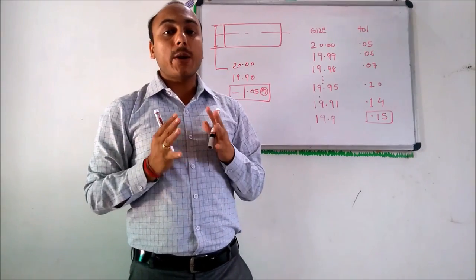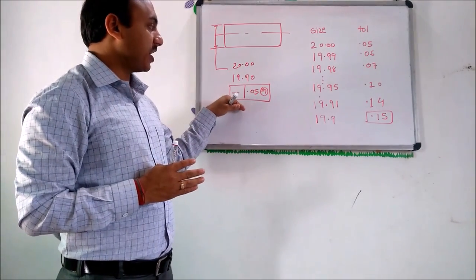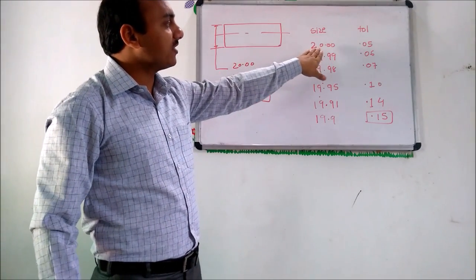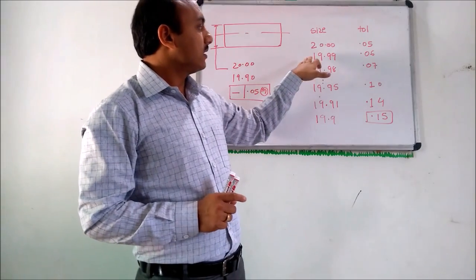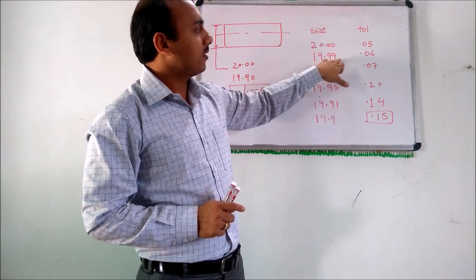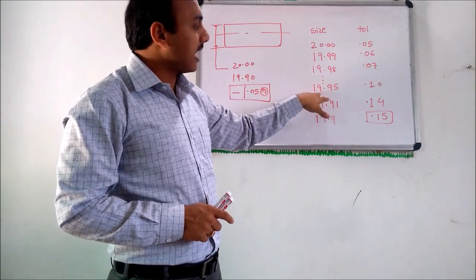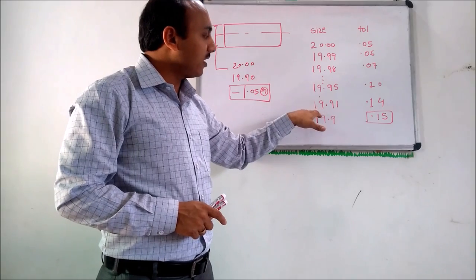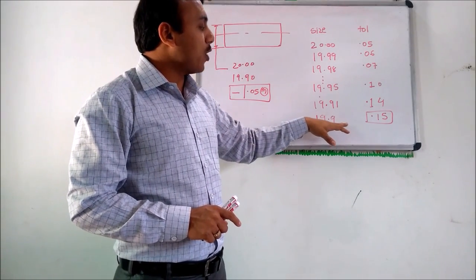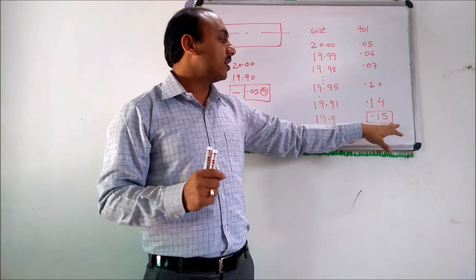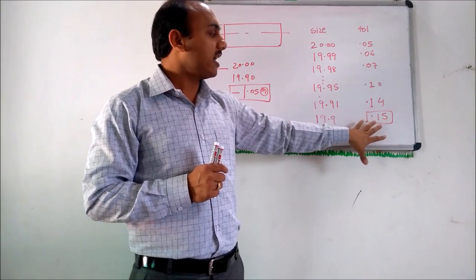So if we prepare a table for MMC, when we provide the modifier of MMC on the GTOL of straightness, what will happen? Suppose size is manufactured at 20, tolerance on form available is 0.05. That is given in GTOL. Then if size is manufactured as 19.99, the form tolerance will be 0.06. At 19.98, form tolerance will be 0.07. If it is manufactured at 19.95, form tolerance will be 0.1. If it is manufactured at 19.91, the form tolerance will be 0.14. And if it is manufactured at 19.9, its LMC, the form tolerance will be 0.15. That is the maximum tolerance we can have. So that is also called bonus tolerance.